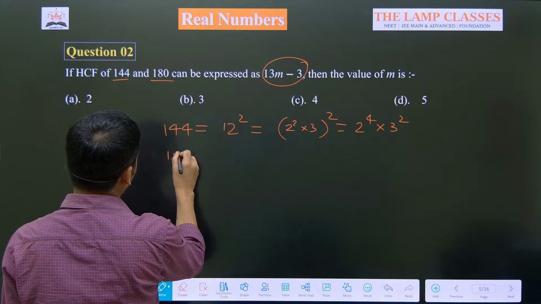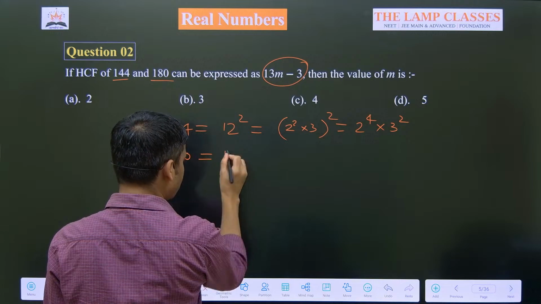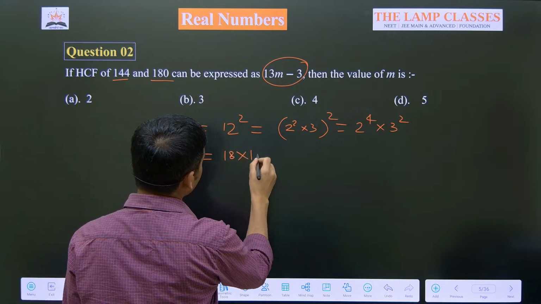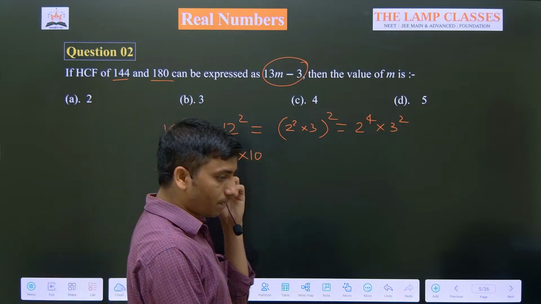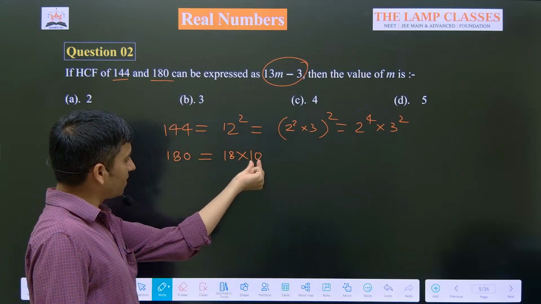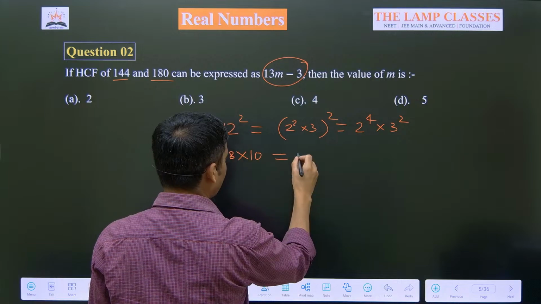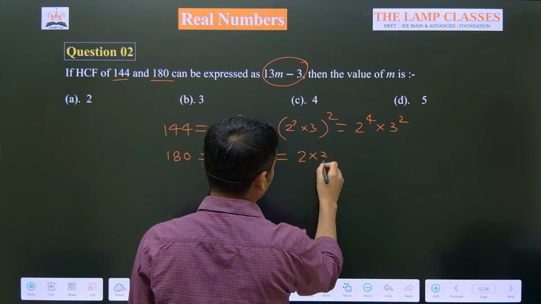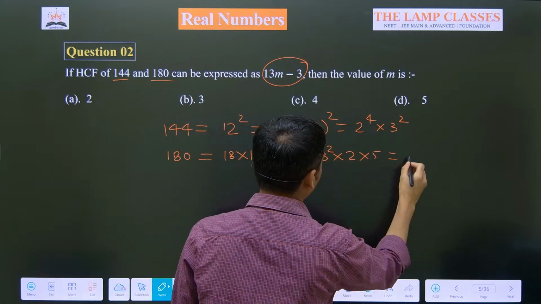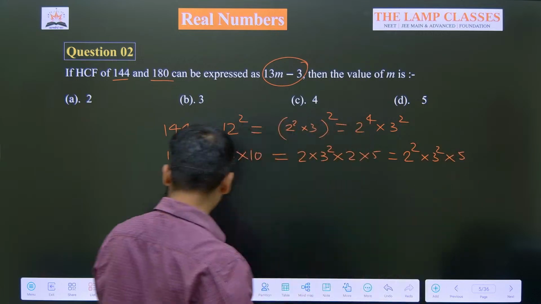And then we have 180. To do the prime factorization of 180, whenever we have 0 at the end of any number, it's always better to write it as 18 into 10, okay? Because the prime factorization of numbers ending with 0, or multiples of 10, is easy. So 18 can be written as 2 times 3 square, and 10 can be written as 2 into 5. So if I club them, 2 raised to 2 into 3 square into 5. This is the prime factorization.